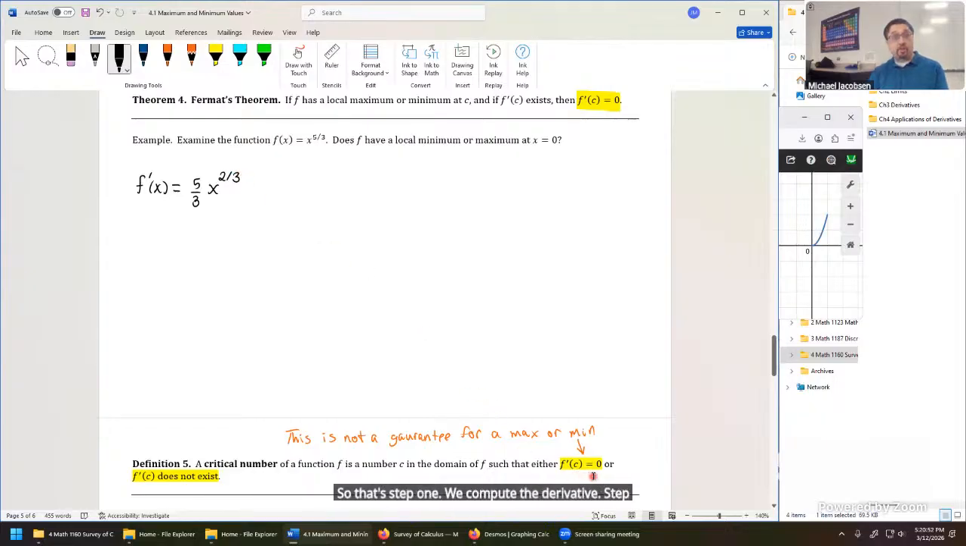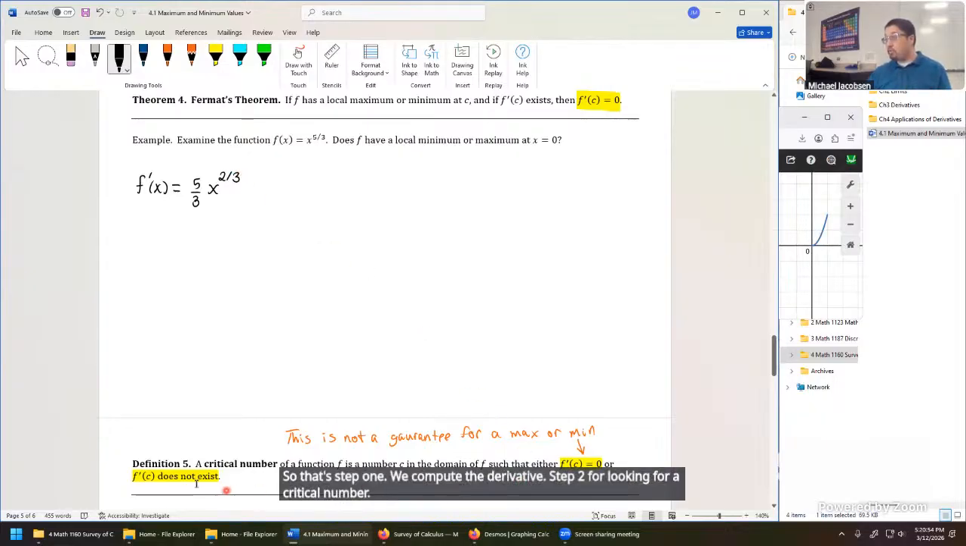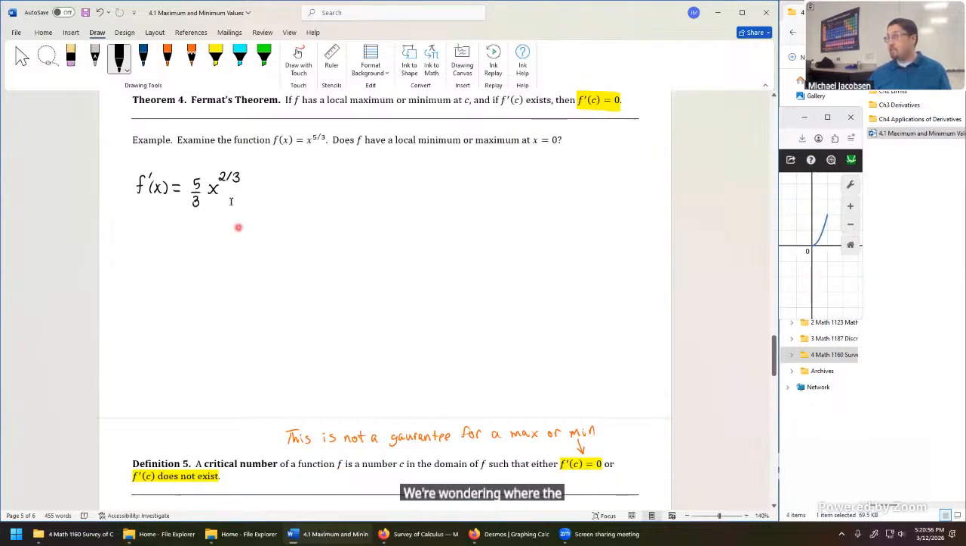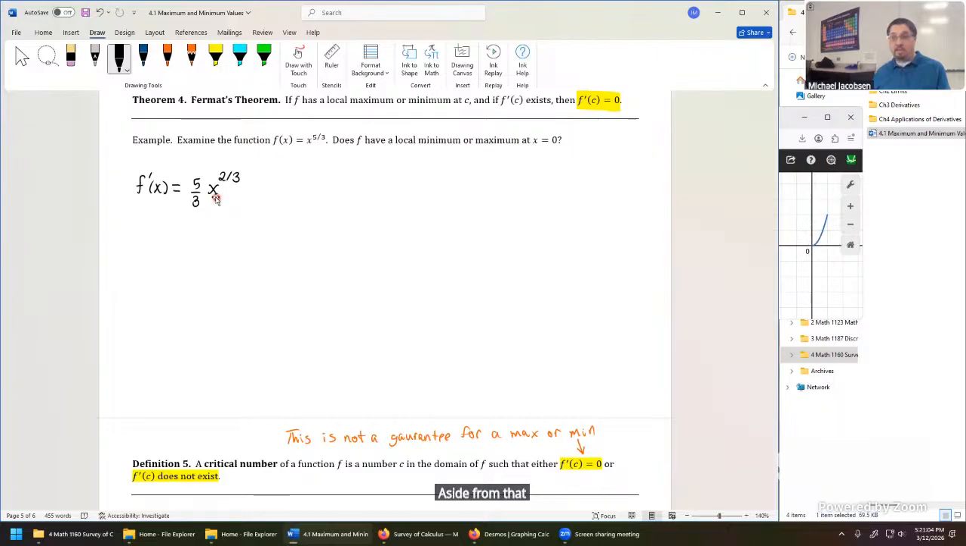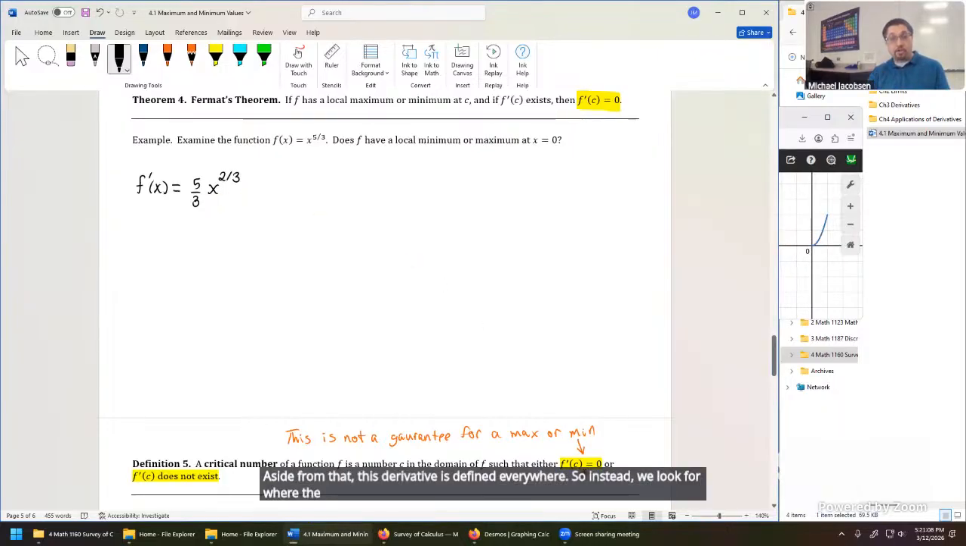Step 2, for looking for a critical number, we're wondering where the derivative does not exist. If that was in the denominator, it wouldn't exist at 0 because we'd be dividing by 0. Aside from that, this derivative is defined everywhere. So instead, we look for where the derivative equals 0.